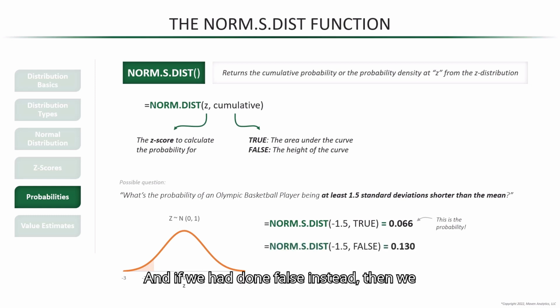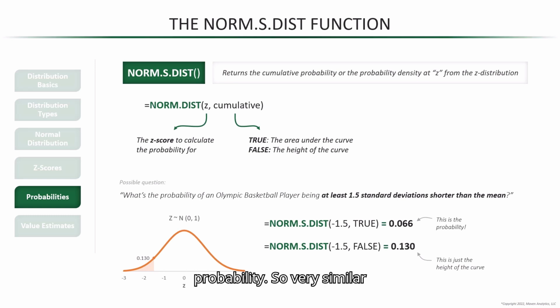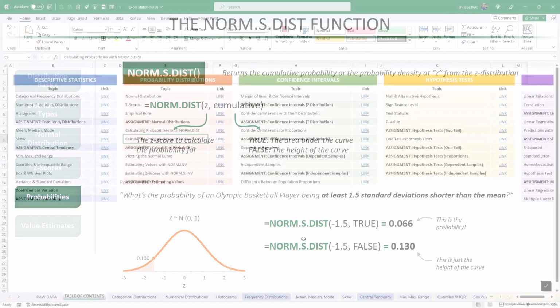And if we had done false instead, then we get 0.13, which is just the height of the curve. Again, not the probability. So very similar process. Granted, these sorts of questions are less common and less intuitive than the ones that we saw in the previous lecture, but it is important that we start getting used to this function and calculating probabilities based on z-scores, since it's going to come in very handy when we're doing hypothesis tests. So let's quickly head over to Excel and go over an example.